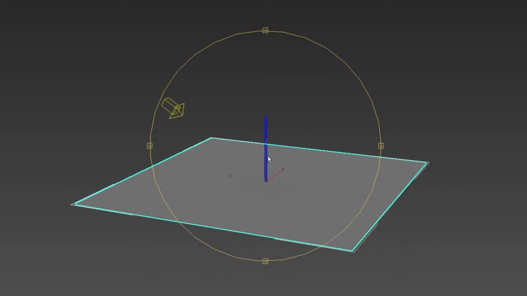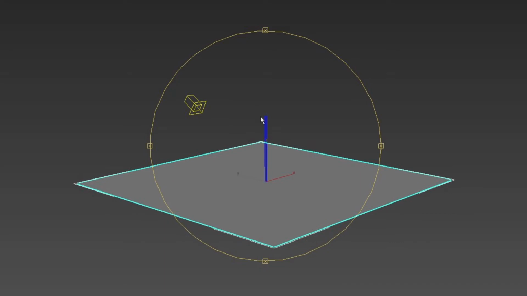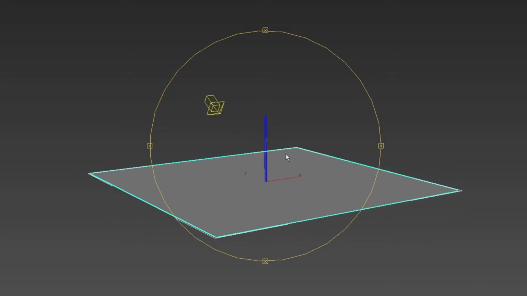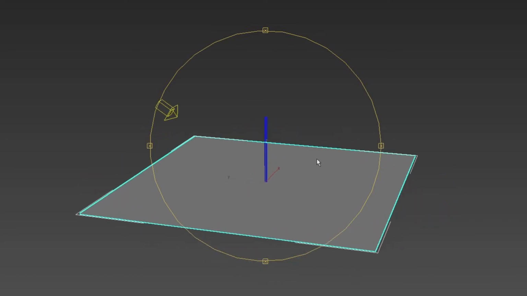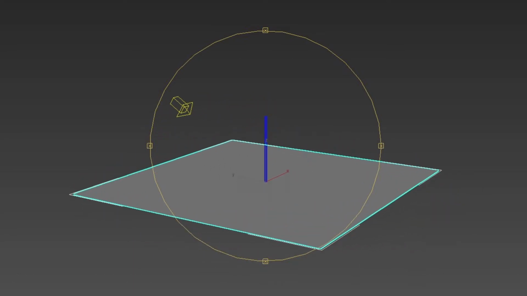And this blue line represents a ray that is perpendicular to the surface. That is, this blue line is a line that is perpendicular at 90 degrees to the surface. We call this blue line the normal.